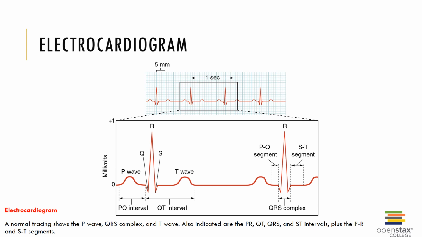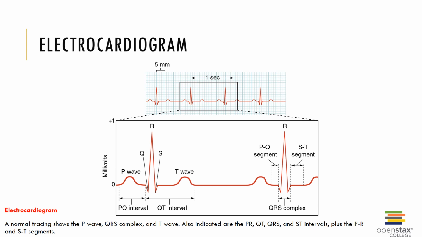The T wave is a small wave that corresponds to ventricular repolarization. A separate wave reflecting atrial repolarization is not apparent because it occurs while the ventricles are depolarizing and is therefore masked by the QRS. The intervals between the waves can also be used for diagnostic purposes.